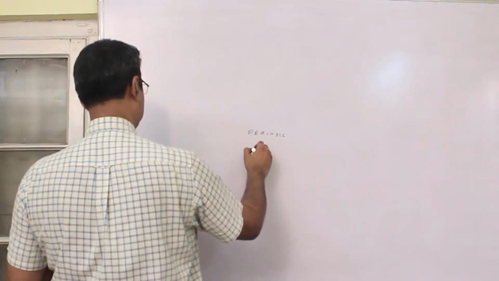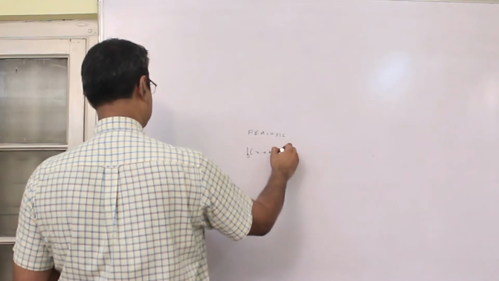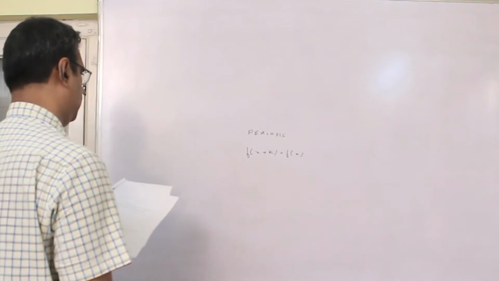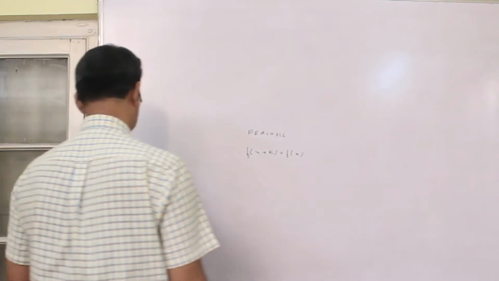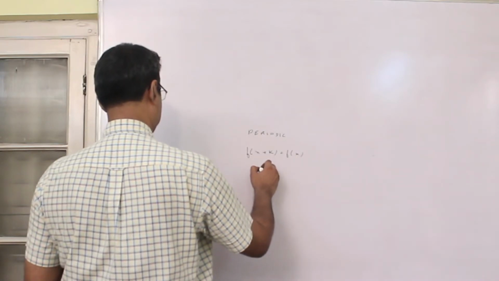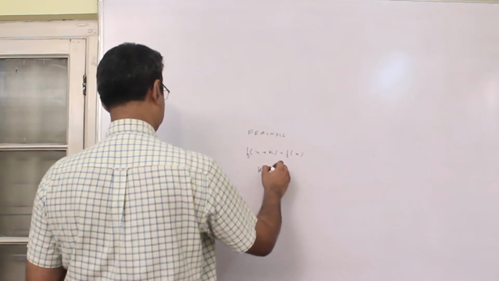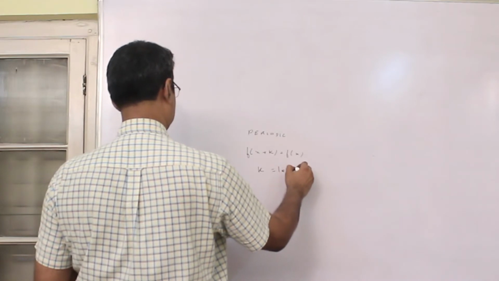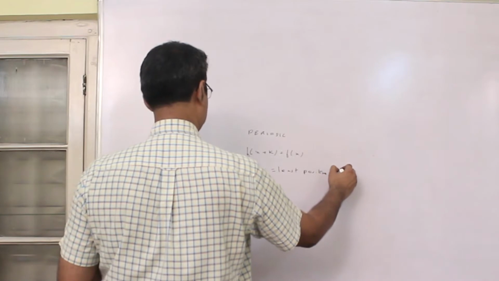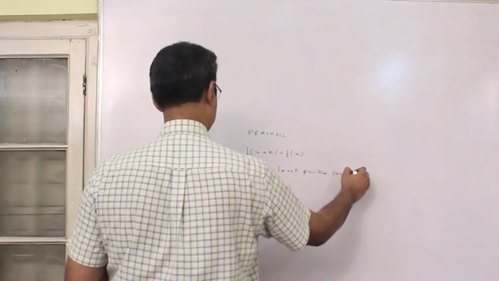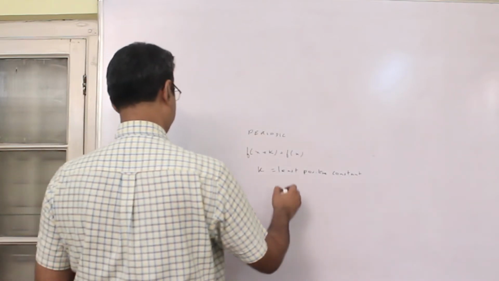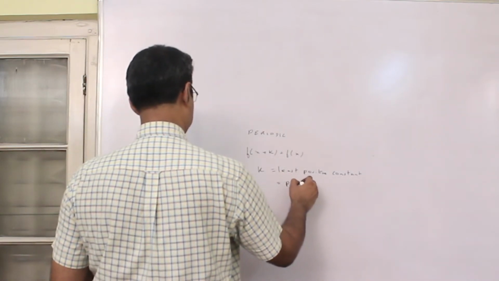Next we come to periodic functions. Suppose you have a function f(x plus k) equal to f(x), then the least positive constant k for which f(x plus k) equals f(x) is called the period.